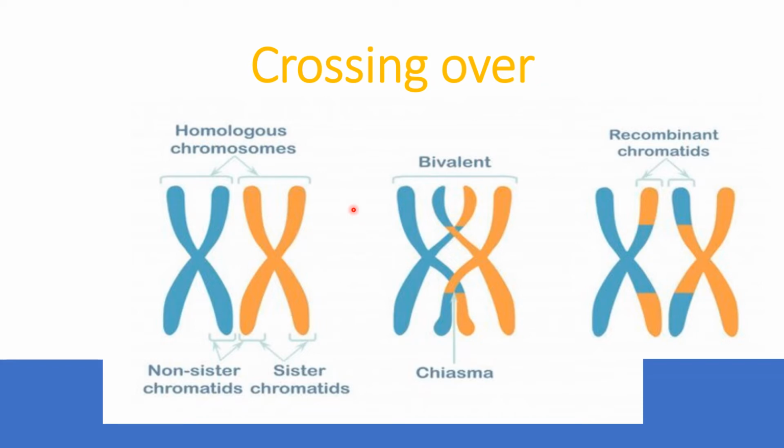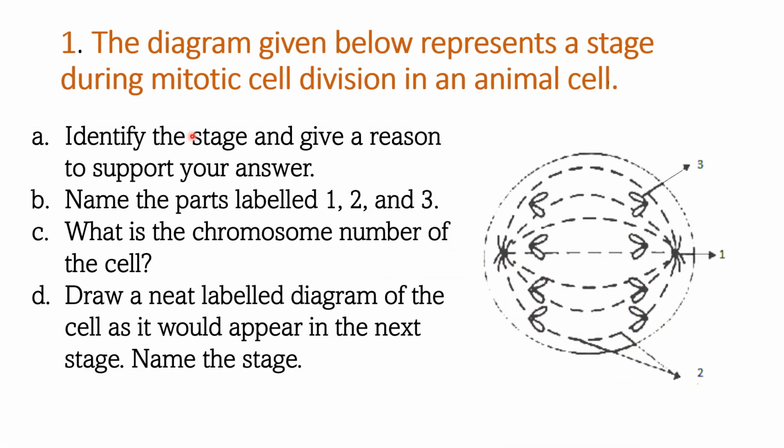Crossing over diagram is very important for examination. This diagram is for identification. Then you have to know the labelings: sister chromatids, non-sister chromatids. Then you can label homologous chromosomes, recombinant chromatids, chiasma. This all you can label. Some structure-based questions we are discussing here.